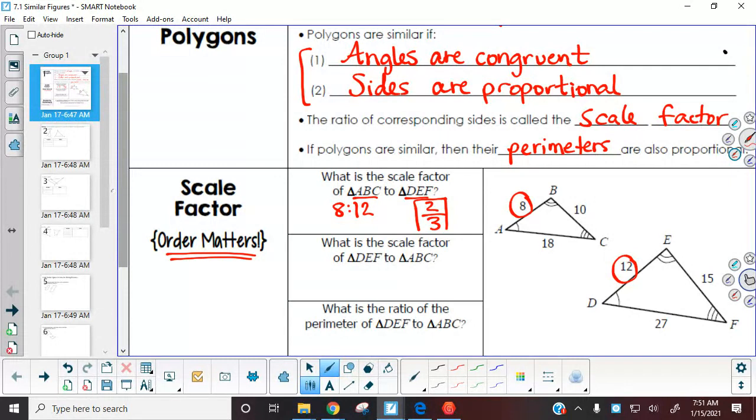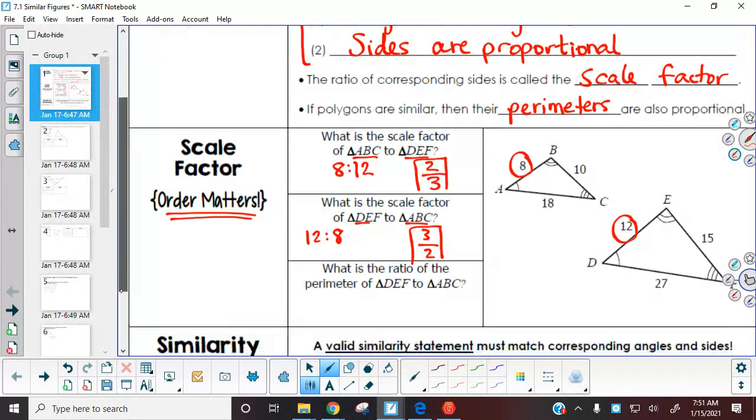If you notice, the second one is very similar. The only difference is the order is backwards. So instead of 2 to 3, it's going to be 3 to 2. Again, if you wanted the setup, you would pick the 12 out of that second triangle, pick the 8 out of the first triangle, and then simplify.